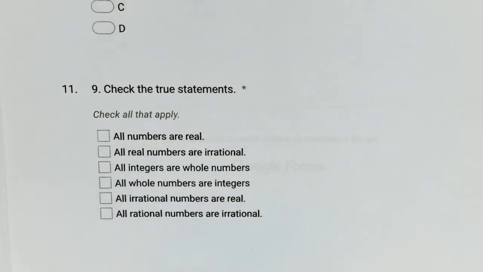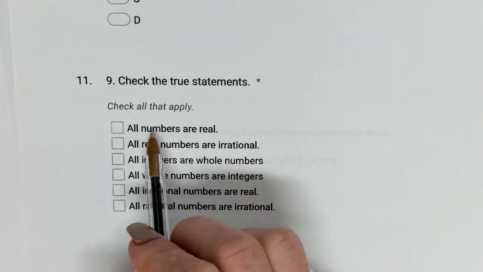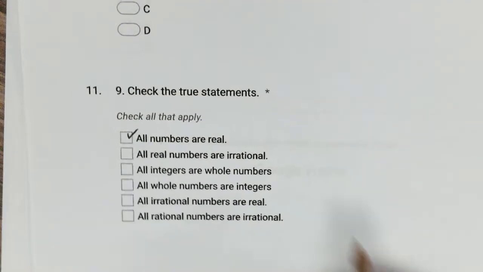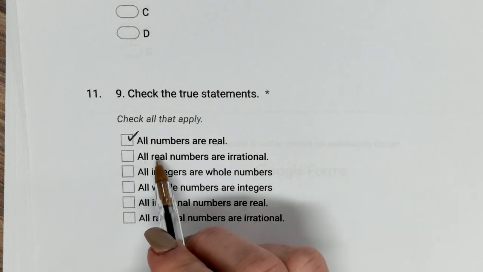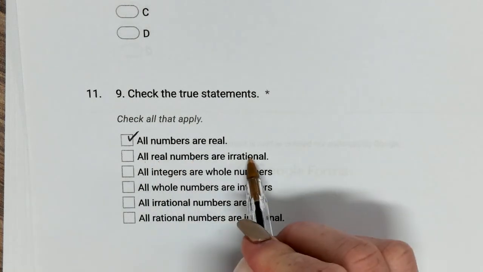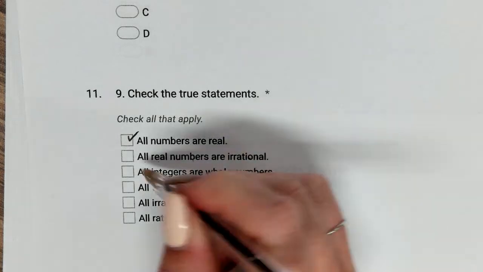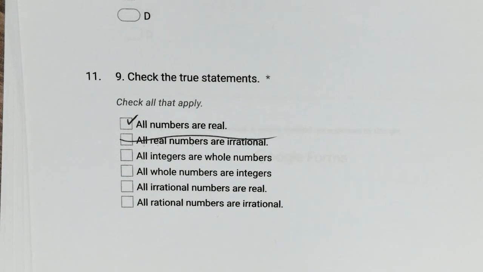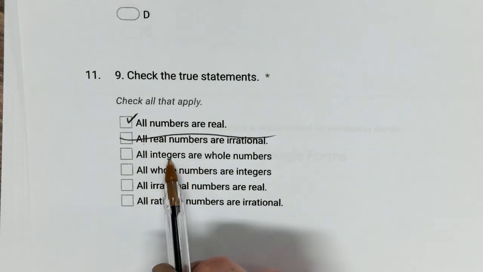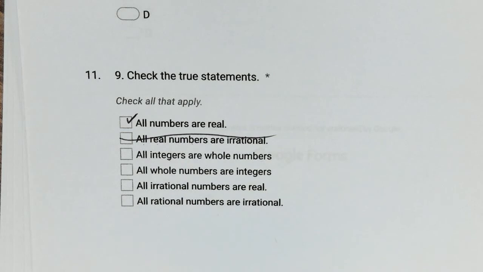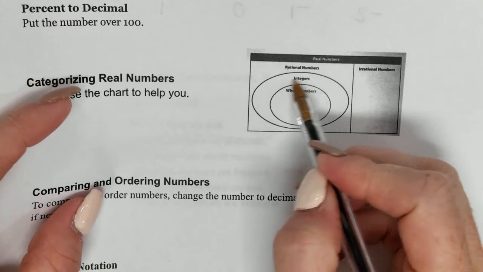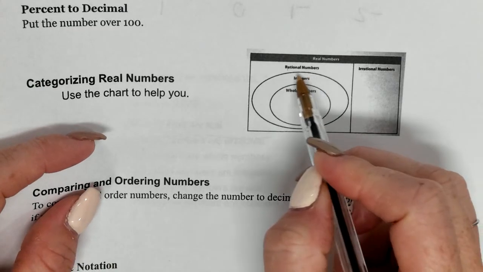Check all that are true. Are all numbers in 8th grade real? Yes. Are all real numbers irrational? No, absolutely not. Y'all don't have to show your work, but just check it off on your screen. It's fine. Are all integers whole numbers? No, if you use your little cheat sheet, are all integers whole? No, because some of them are not.